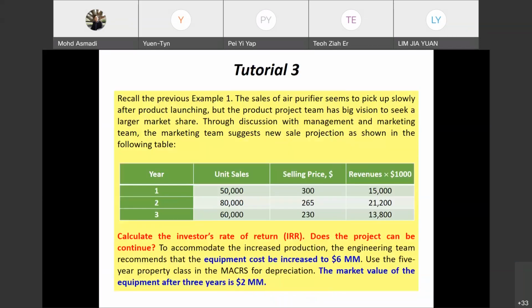Recall the previous example 19.1. The sale of the air purifier seems to pick up slowly after product launching, but the project team has a big vision to seek a larger market share. Through discussion with management and the marketing team, the marketing team suggests a new sale projection as shown in the following table. Unit sales 50,000, 80,000, 60,000; this one is actually in million. The selling price is 300, 265, 230, and the revenue is 50,000, 21,200, 13,800.